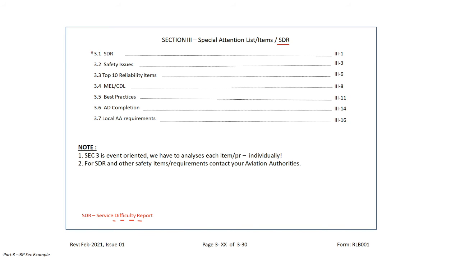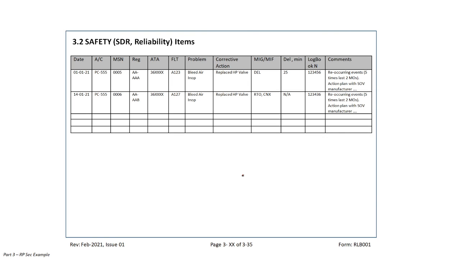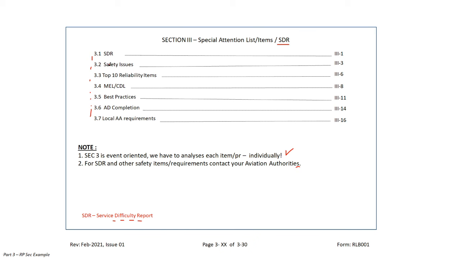Not reading the subsection titles here, we already read them, but again, the notes are very important. Section 3 is event-oriented. We have to analyze each item problem individually. And for SDR, Service Difficulty Report, and other safety item requirements, please contact your aviation authorities. Okay, now I'm going to show you a very small and quick example, which is 3.2 safety, which is this one, right?